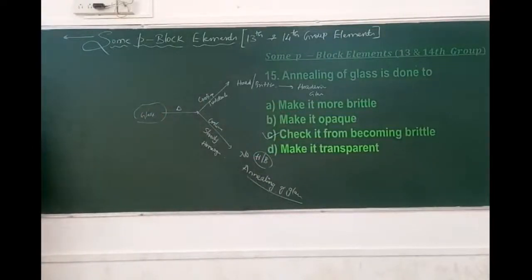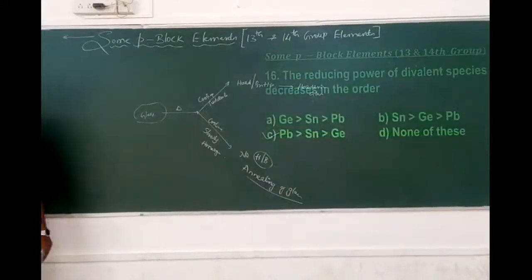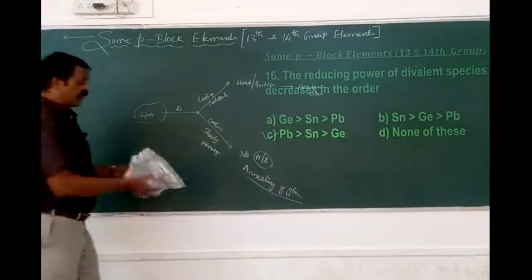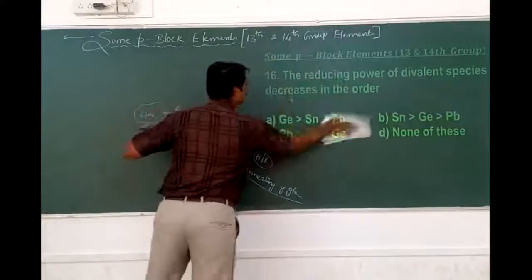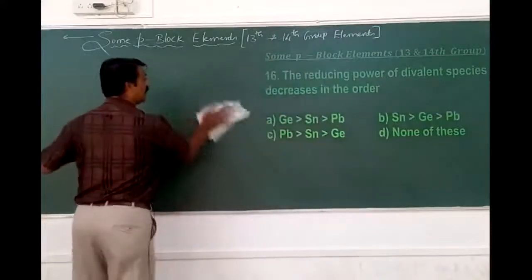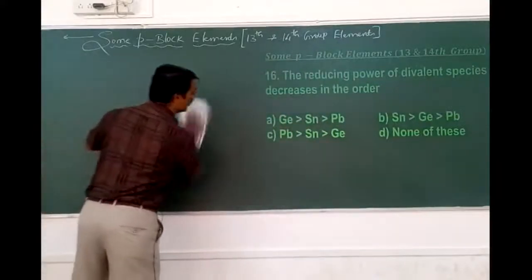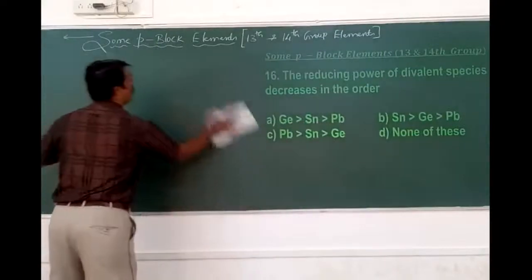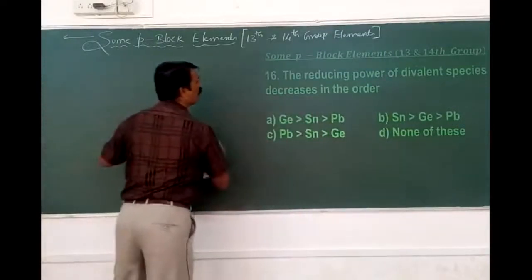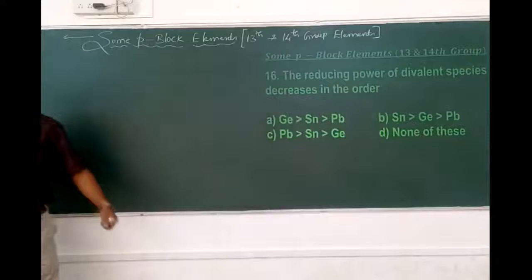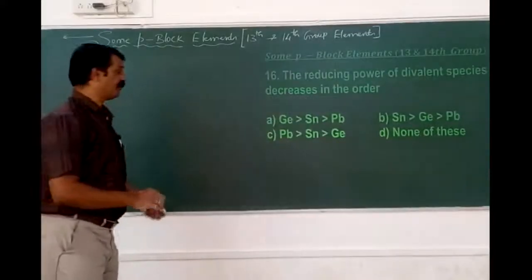Next is 16th. The reducing power of which one? The dihalides, decreases in the order. What's that? The reducing power of divalent species decreases in the order. Divalent species.